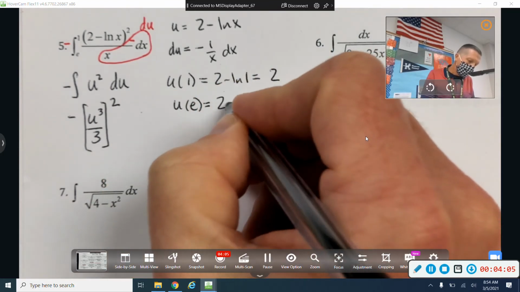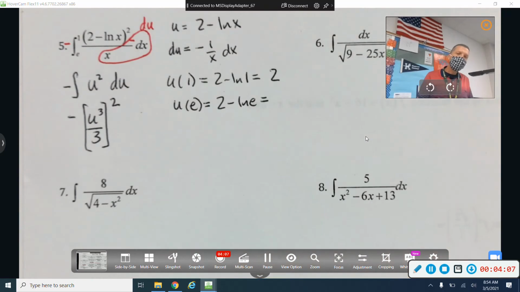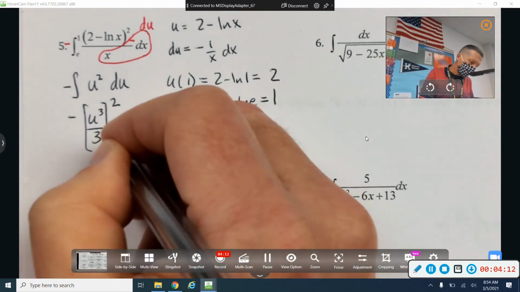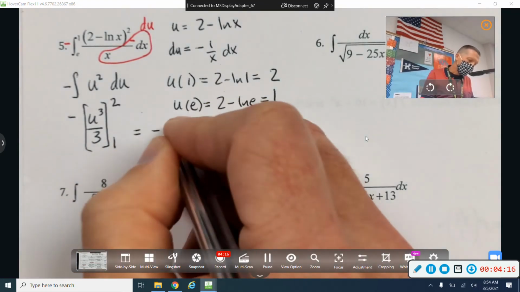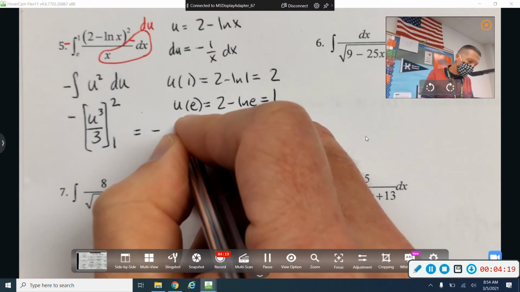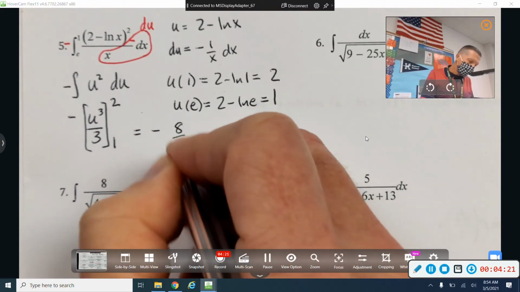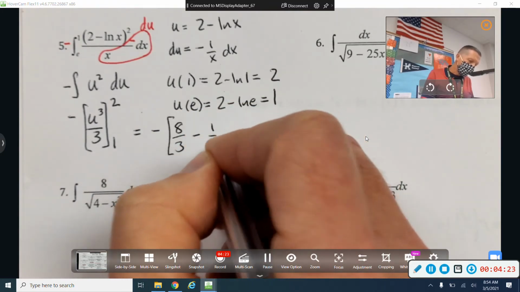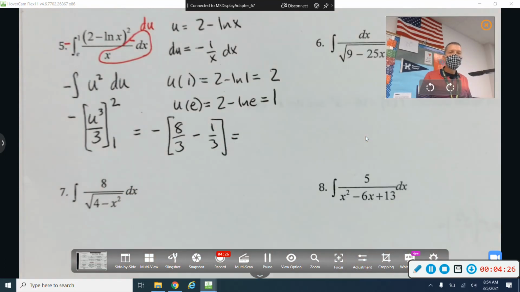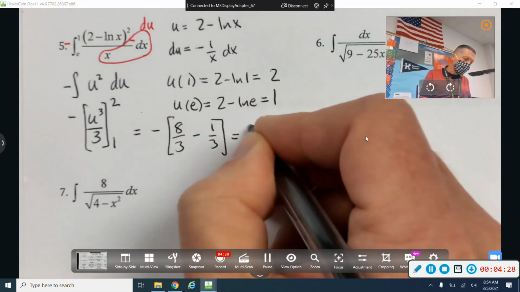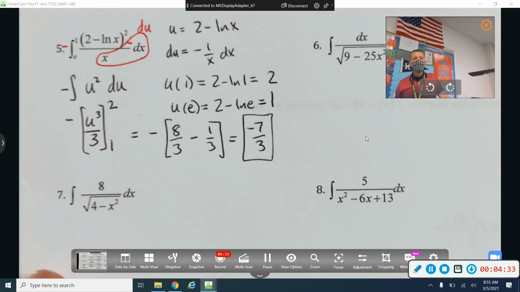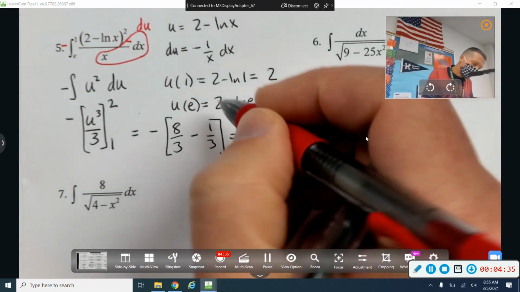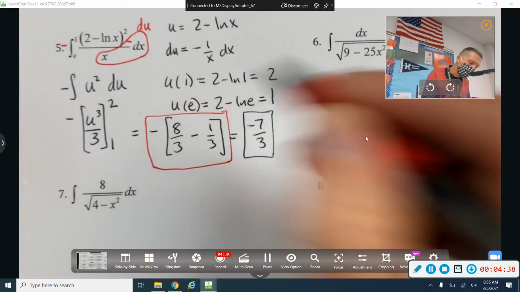u of e, 2 minus natural log of e. The natural log of e is 1. 2 minus 1 is 1. So negative 8 over 3 minus 1 over 3. So that would be 7/3, and then put the negative on there, negative 7/3. Although, safe stop, you could have stopped right here and been okay.